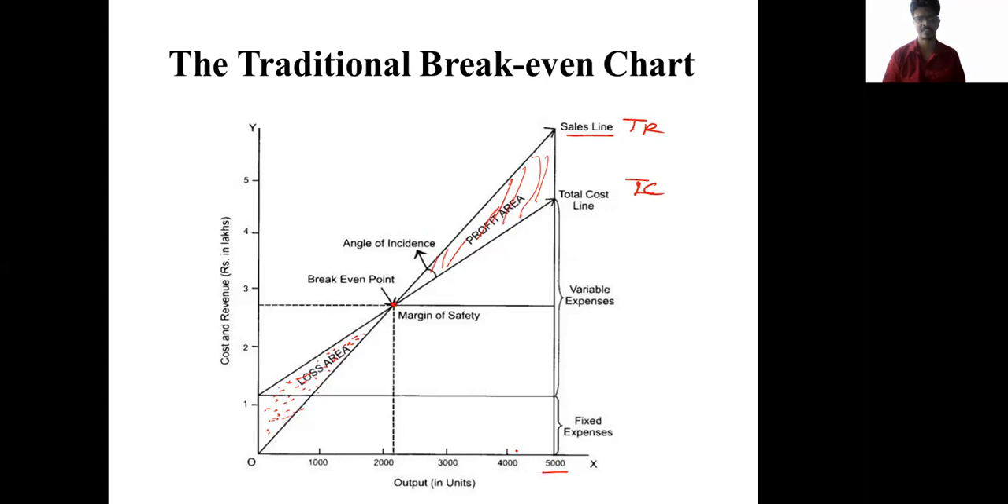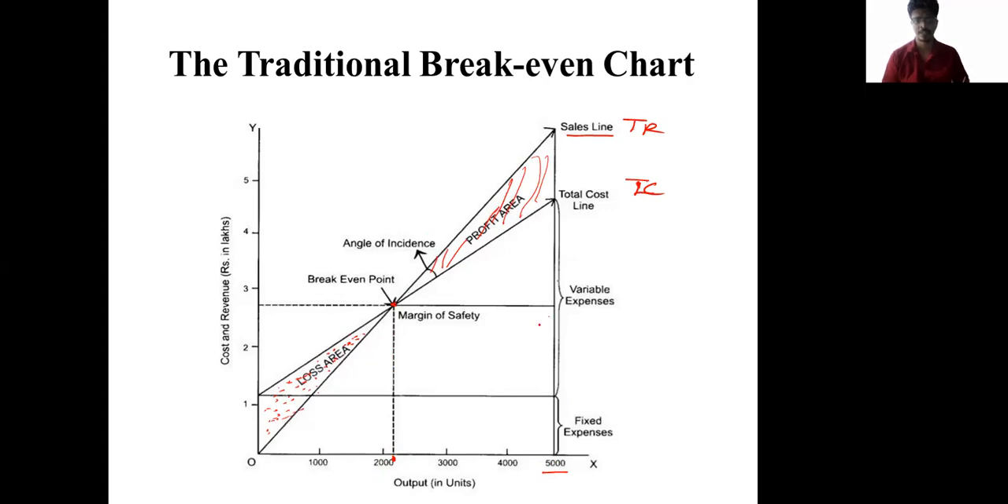Let's say at this moment we are having 5,000 sales, 5,000 units. Our sales is 5,000, and here let's say this is the amount of break-even point sales. This is the break-even point sales.